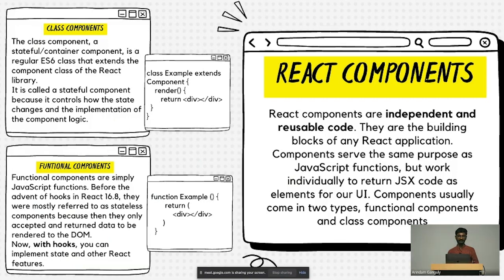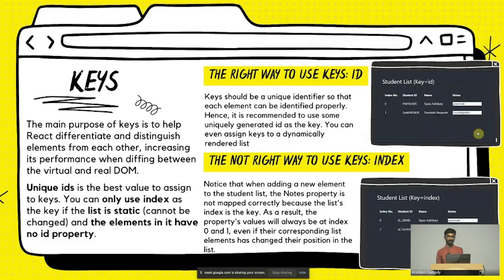Before React 16.8, if you wanted to implement state, you always had to use a class component, because functional components by default were only read-only, and they were not allowed to have their own states. But now with React hooks, you can implement state and other things in React functional components as well. And right now, React also officially emphasizes using functional components. So yeah, that's what it is about React components.